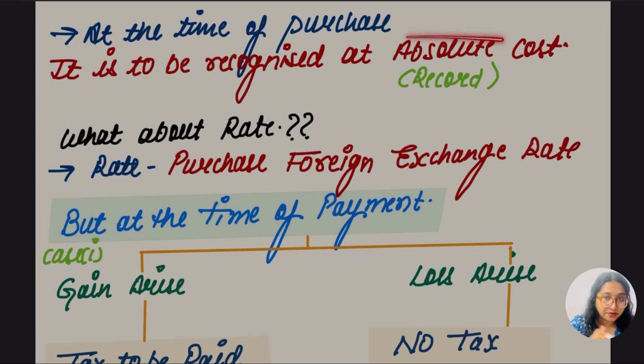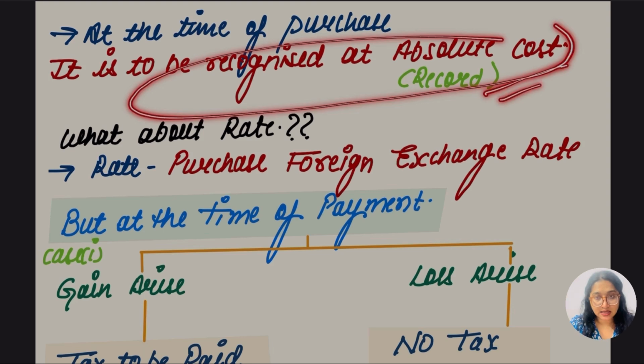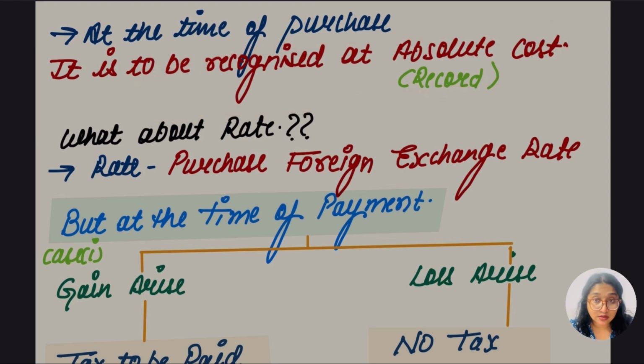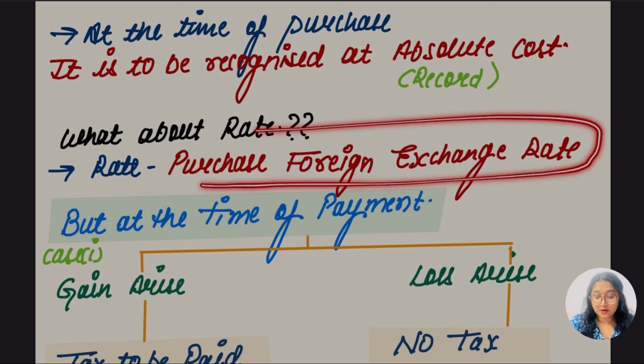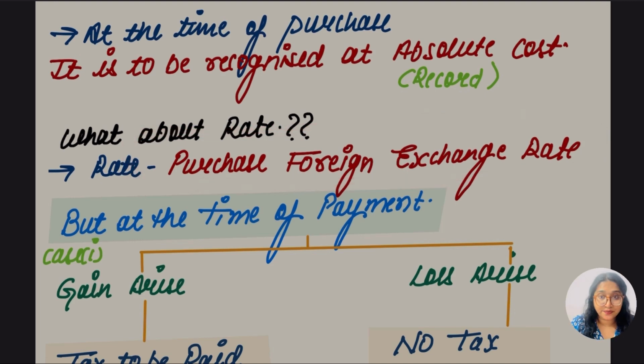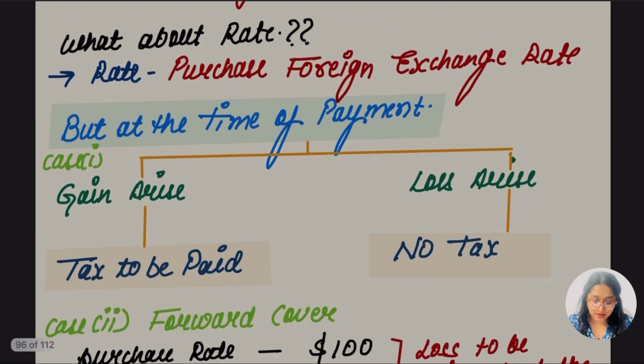At the time of payment, it is to be recognized at absolute cost, which means recorded, to show in the record basically. But the payment is not done, we know this. What about the rate? The rate is going to be the purchase foreign exchange rate, not the sale rate. So the rate is going to be the purchase foreign exchange rate.